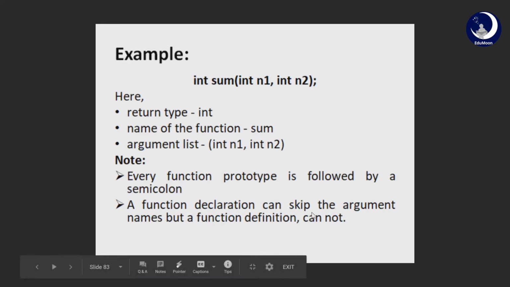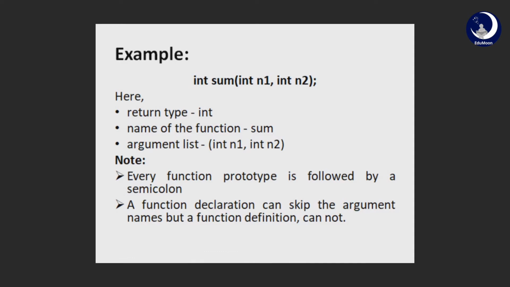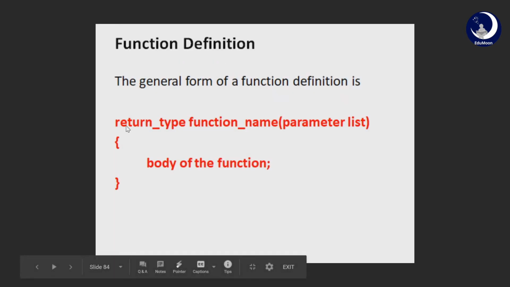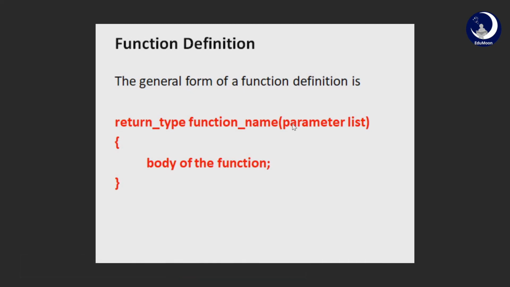A function declaration can skip the argument names, but a function definition cannot, because the function definition gives the compiler a brief idea about the parameters which we will be using and the type of the parameters. This is the function definition. The general form of a function definition is as follows. First we'll be having the return type of the function, and then the function name, and then the parameter list. And then we'll have an opening curly brace and a closing curly brace, and in between them we'll be having the body of the function.